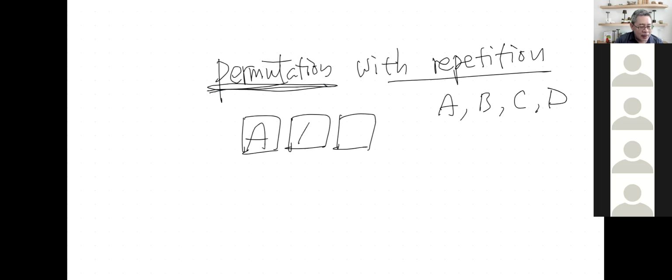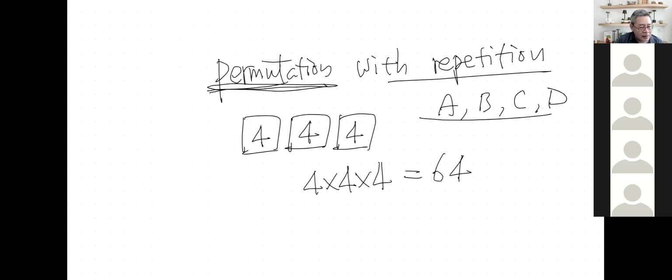In this case, how many choices for the first one? Well, we got A, B, C, D. We got 4 choices. For the second choice, we also have 4, because we allow repetition. And then the third one will be 4. So that's 4 times 4 times 4. That gave us 64.